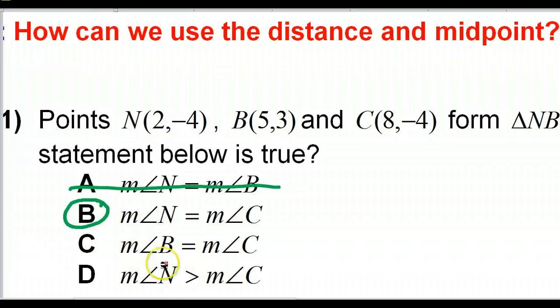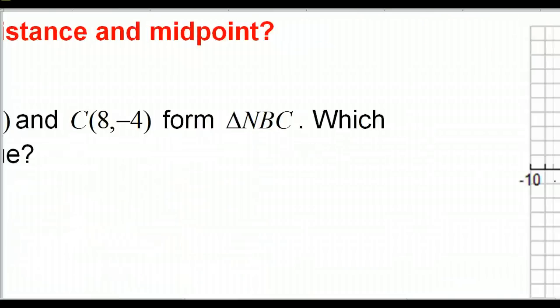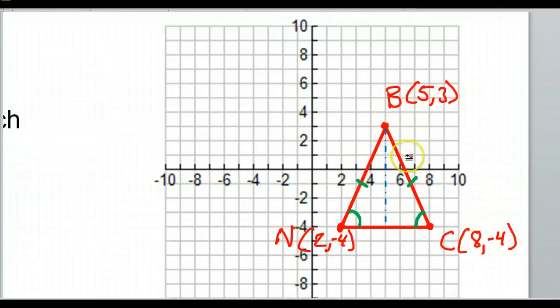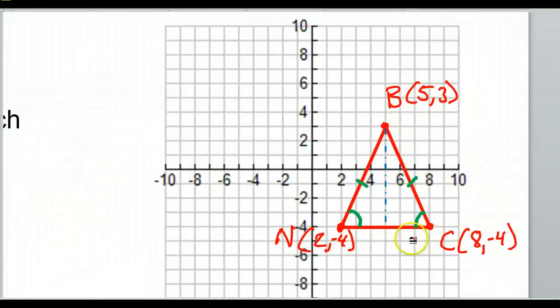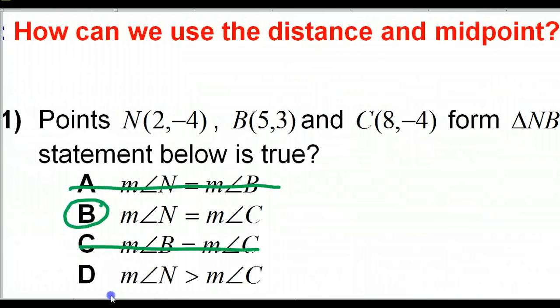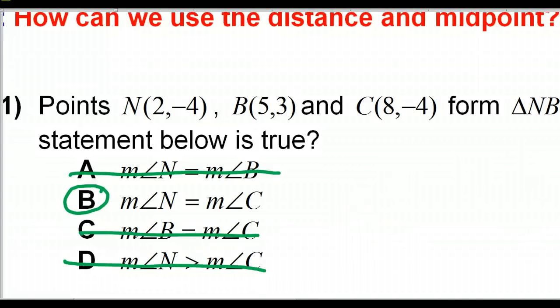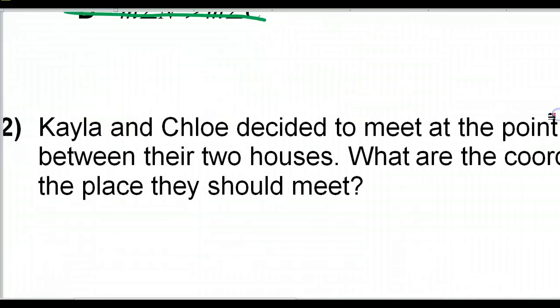Should we follow through and see why they're false? Why not? Measure of angle B equals the measure of angle C. Let's look back. B and C, again, that's a no. N and C are equal, N and B not so much. So we knew that wouldn't be true. The measure of angle N is greater than the measure of angle C. Well, N and C are the same, so one of them will not be greater than the other. So that's why that one is false. Okay, moving on. Problem number 2.